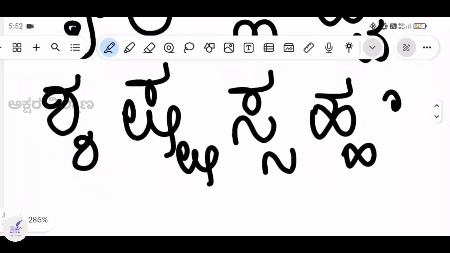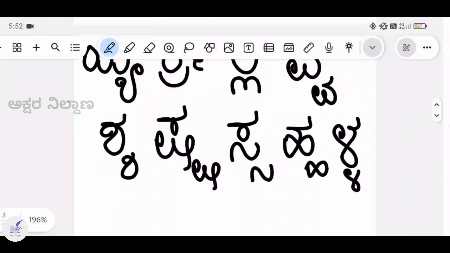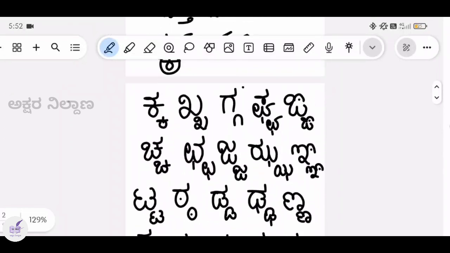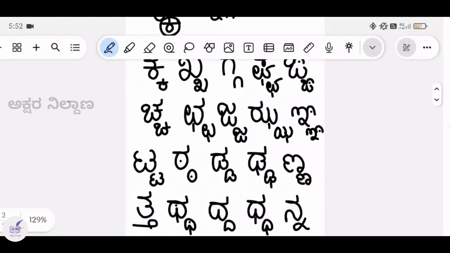Then lage lavat. Okay, this is how we are going to write vattus. You can see them clearly. We have written all the vattus.